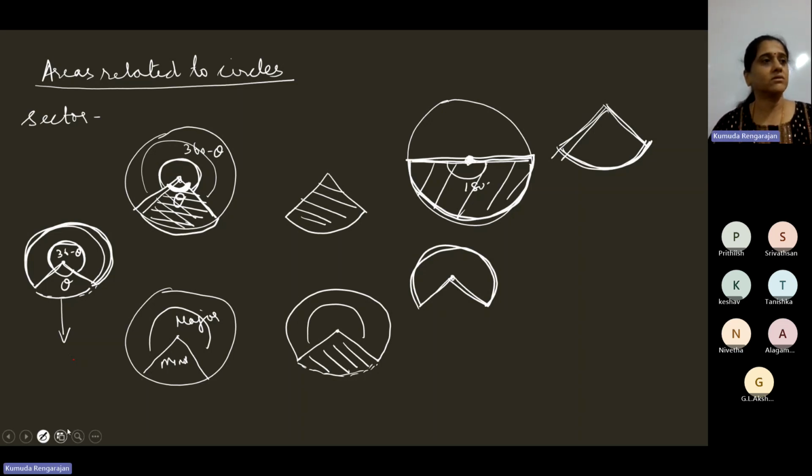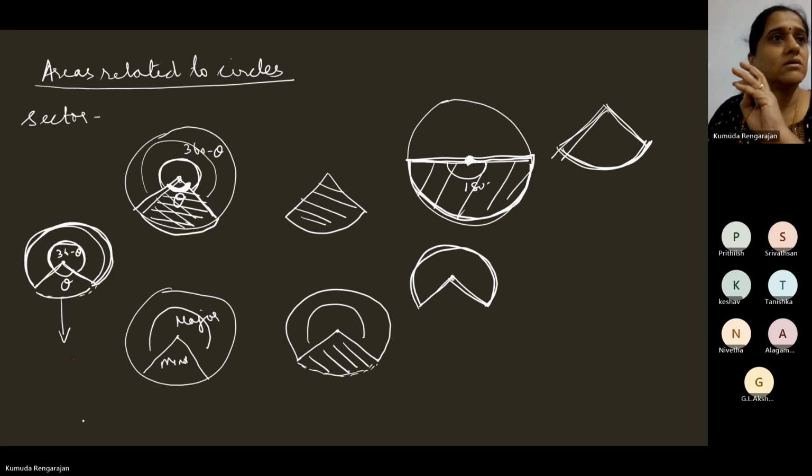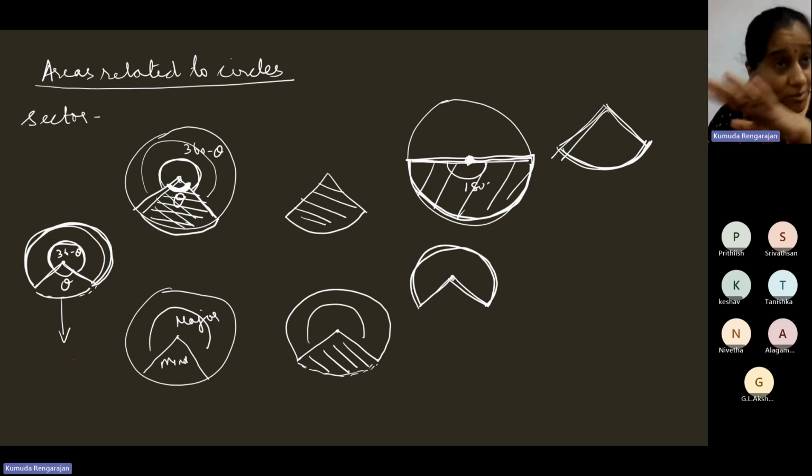So what are the terms? Sector, minor sector, major sector, then semicircle. Semicircle is also a sector where the sector angle is 180 degrees. And sector means it is a region enclosed by two radii and one arc. The arc can be a minor arc or a major arc.